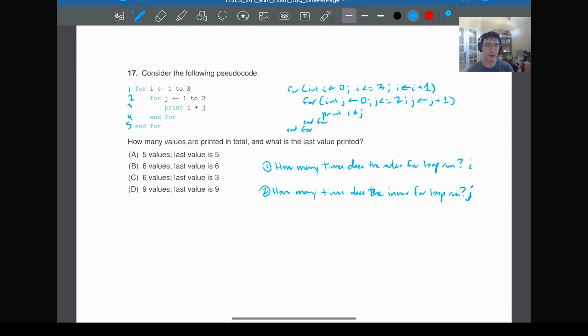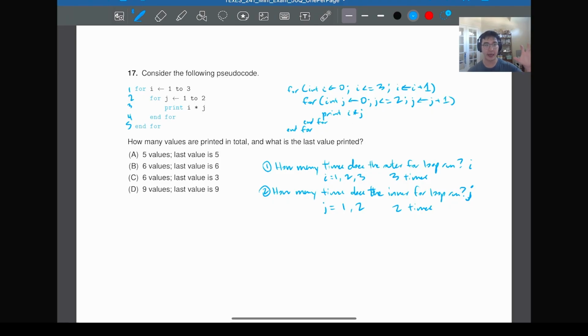Now, you could spend quite a lot of time tracing these for loops, but again, this is a timed test, so we do want to practice some of those test-taking strategies. Well, the outer loop is going to run 3 times for when I is 1, 2, and 3. So that would be 3 times. The inner loop is going to run 2 times when j is 1, 2. So 2 times. Now, the question you need to ask yourself is: is this additive or multiplicative? Basically, for each time the outer loop runs, how many times does the inner loop run?